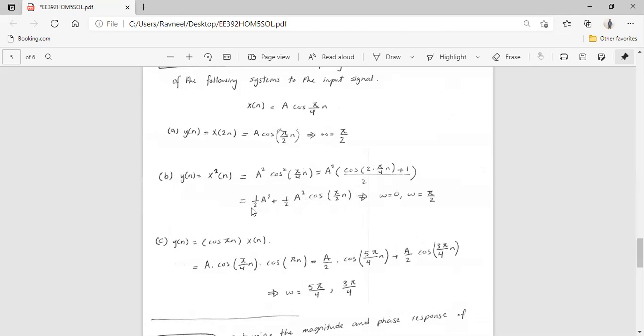So from the first term, that is half a squared, we know that our omega is equal to 0. From the second term, that is half a squared cos pi upon 2n, the frequency component is from the cosine function, that is pi upon 2, right? So that is pi upon 2. So the frequency components are omega is equal to 0 and omega is equal to pi upon 2.